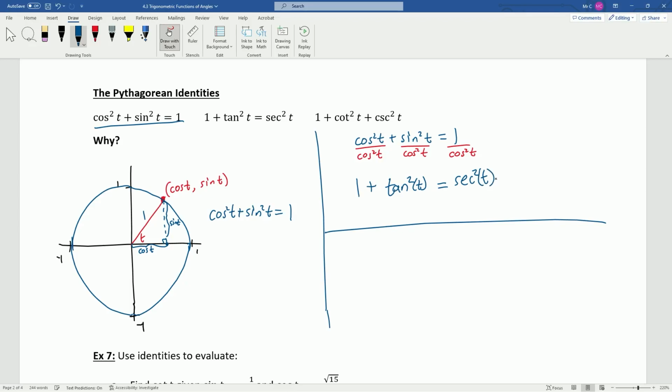All right, cosine is 1 over secant. 1 over cosine squared is just secant squared. And then for our other identity, it's the same thing. We start with the original cosine squared plus sine squared of t equals 1. But instead of dividing each term by cosine squared, I could just divide each of them by sine squared of t. And cosine squared divided by sine squared is cotangent squared of t, plus sine squared divided by itself, which is 1, equals 1 over sine squared, which is cosecant squared of t.